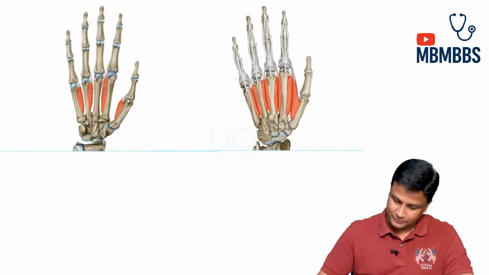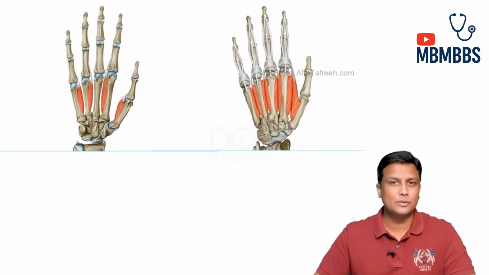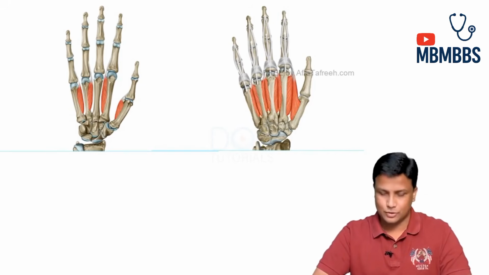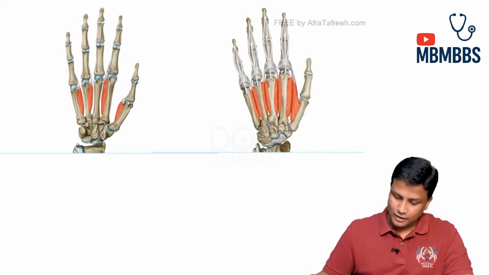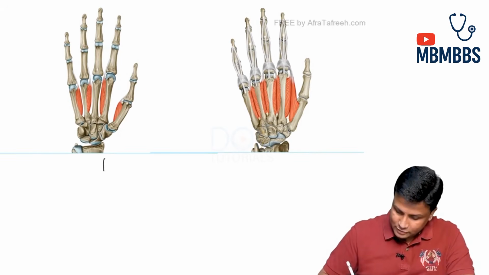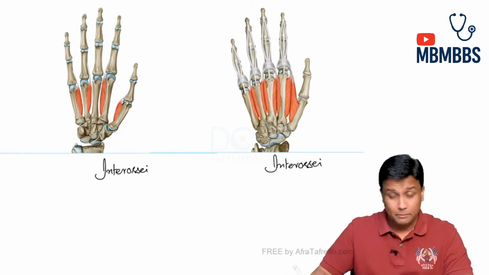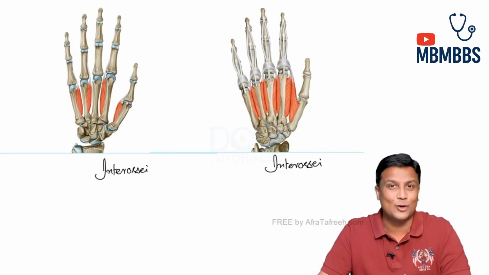Now look at this diagram here. The moment you look at this diagram, you can easily identify in both the diagrams that the muscles are present between the bones. Between your metacarpal bones. And that is the reason why they are interossei. In the first diagram here, this one also are interossei. And in the second diagram here, these muscles are also interossei. But now we have to differentiate between them, like which one is palmar interossei and which one is dorsal interossei.